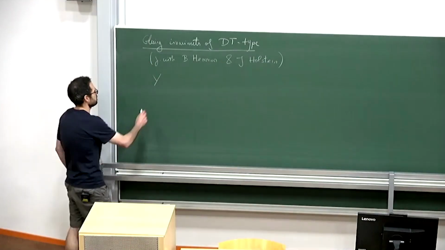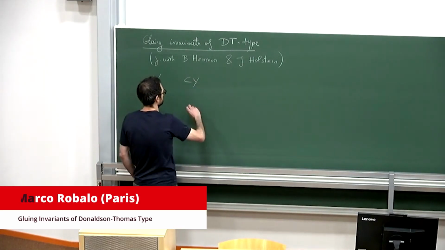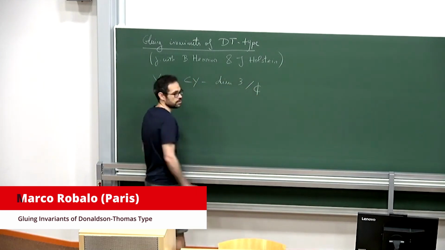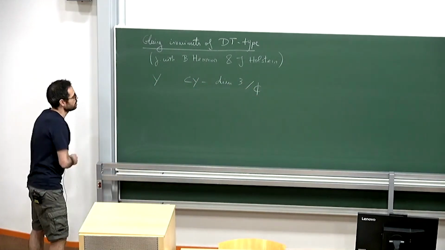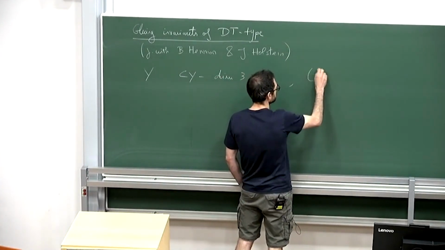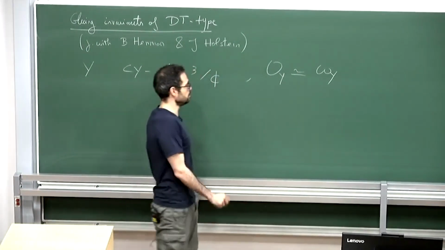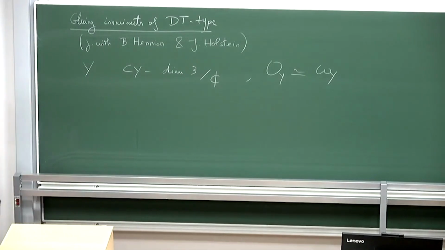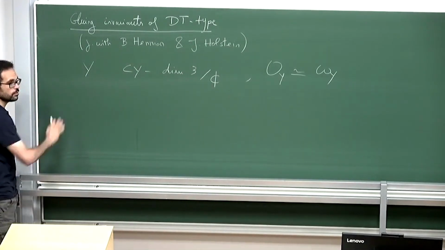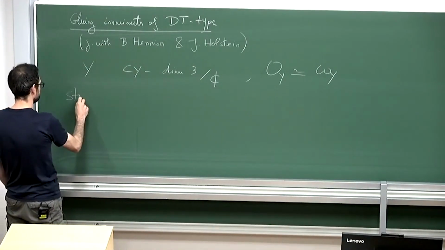So I will fix a Calabi-Yau manifold of dimension 3 over C. So I just drop it like this. And the reason why I want to work with the Calabi-Yau, so Calabi-Yau means I fix a holomorphic volume form that trivializes the canonical bundle. The beginning of this story comes from string physics.